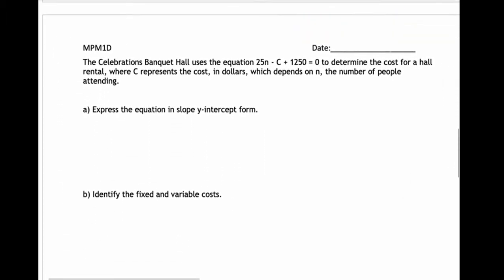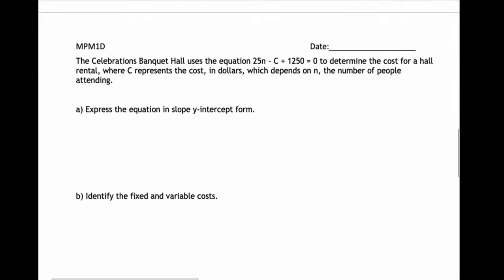The last example, we're going to look at a word scenario. The celebrations banquet hall uses the equation 25n minus c plus 120 or 1250 equals 0 to determine the cost for a hall rental, where c represents the cost in dollars, which depends on n, the number of people attending. Express the equation in slope-intercept form. So again, this just means y equals mx plus b.